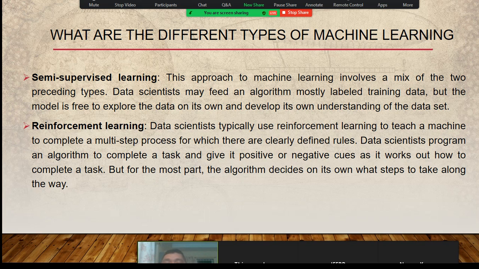Fourth, reinforcement learning. Data scientists typically use reinforcement learning to teach a machine to complete a multi-step process for which there are clearly defined rules. Data scientists program an algorithm to complete a task and give it positive or negative cues as it works out how to complete the task. But for the most part, the algorithm decides on its own what steps to take along the way.